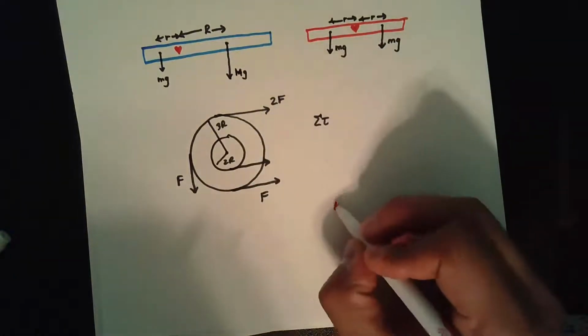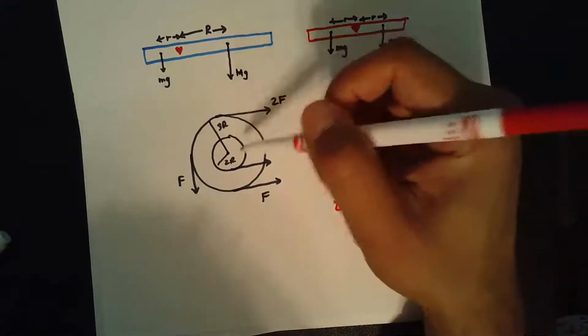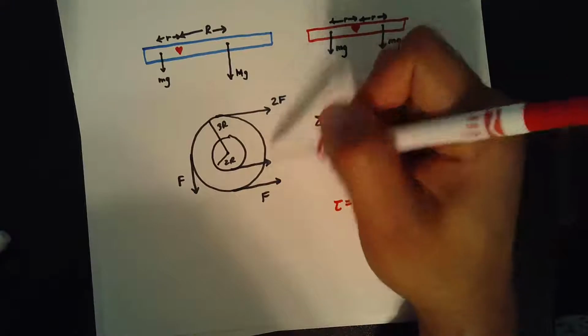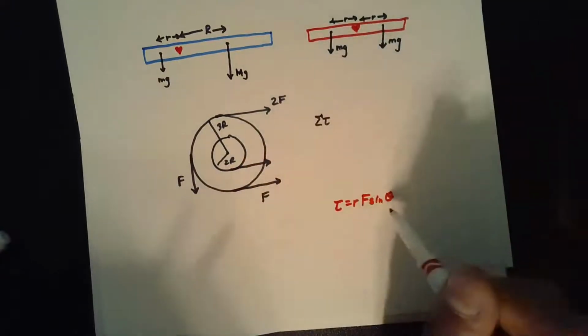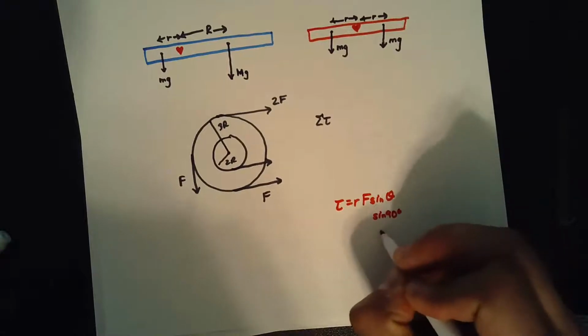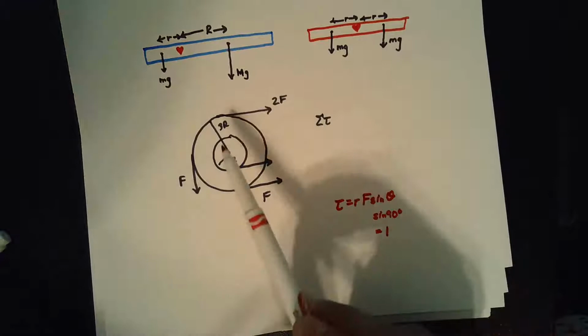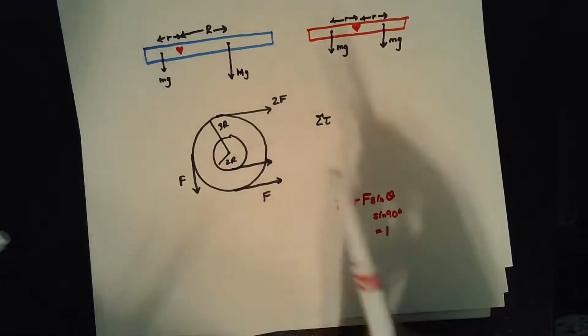Now remember, torque is RF sine theta. Since this is a circle, all of these forces are tangent to the circular path. So I don't have to worry about this because it's going to be sine 90 each time, which we all know is 1 at this point, right? So I'm just looking at RF, and I'm going to go counterclockwise first, then clockwise.